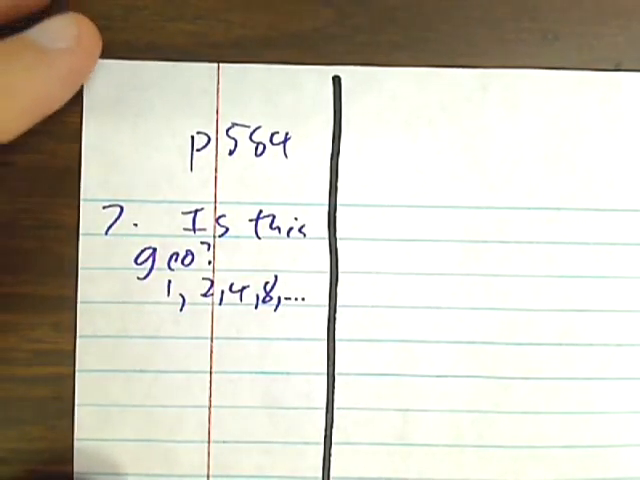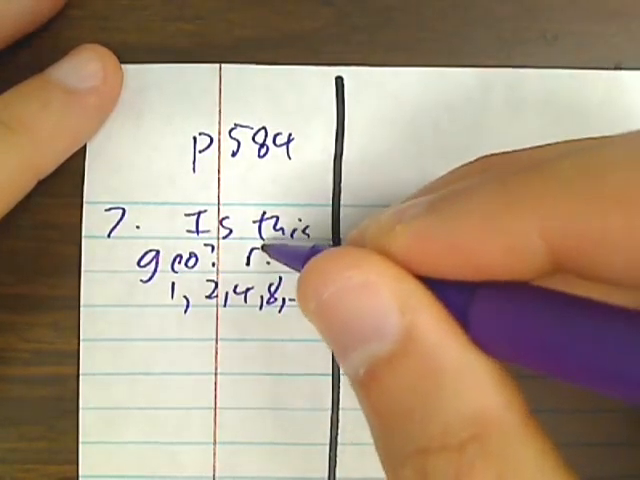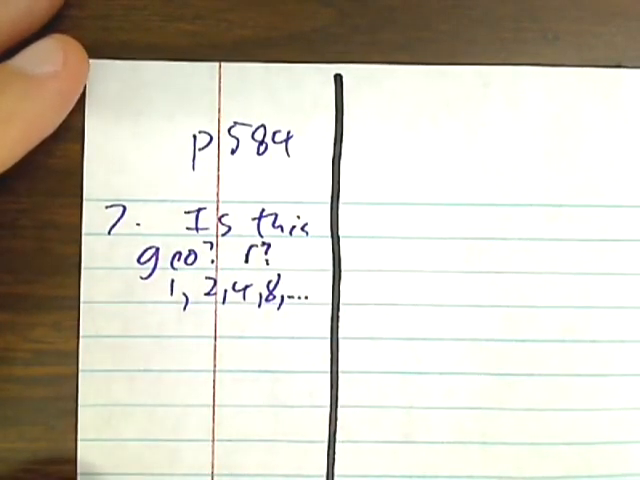Let's go to the left-hand side, page 584, number 7. Is this a geometric sequence? If so, what is the value of r? Go ahead and try that out.